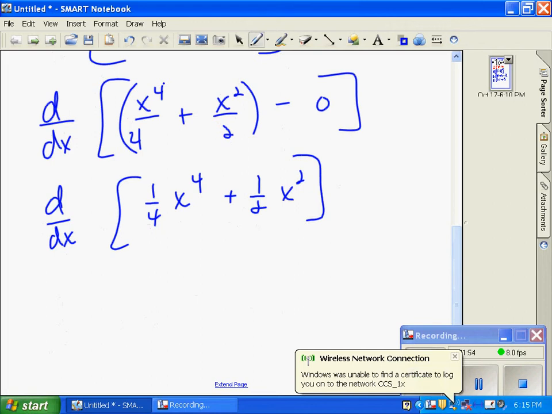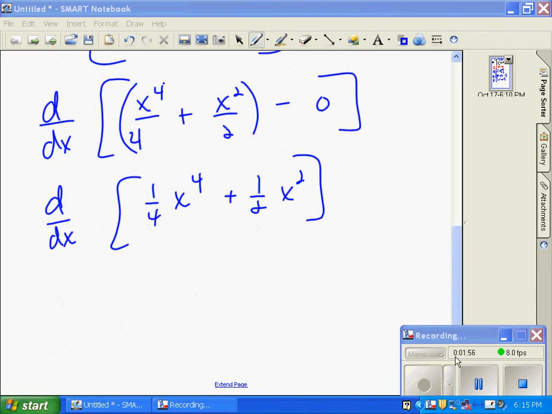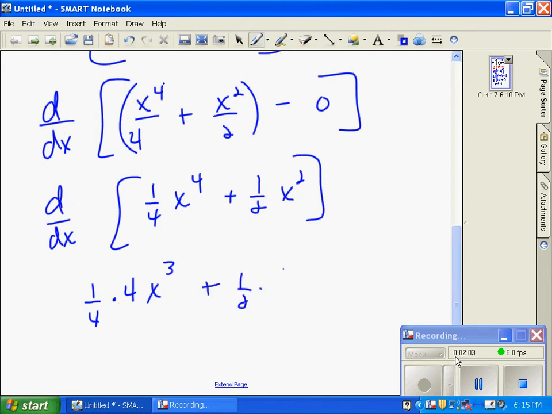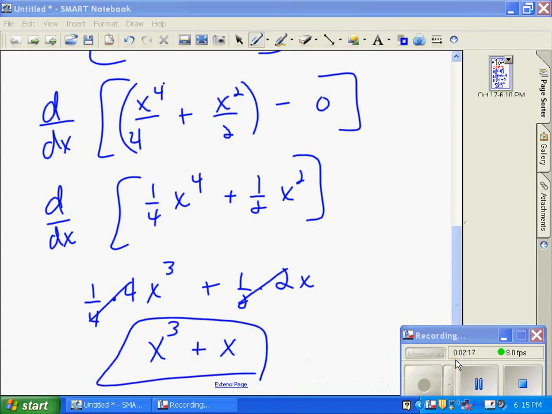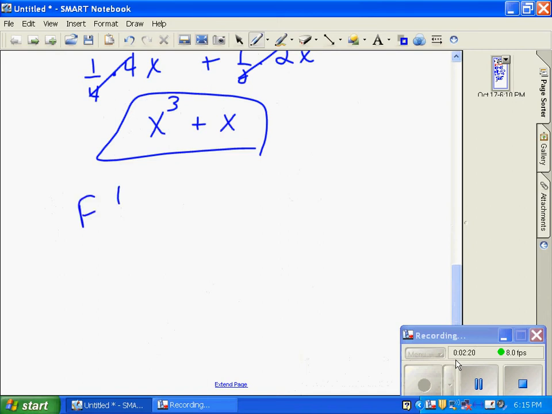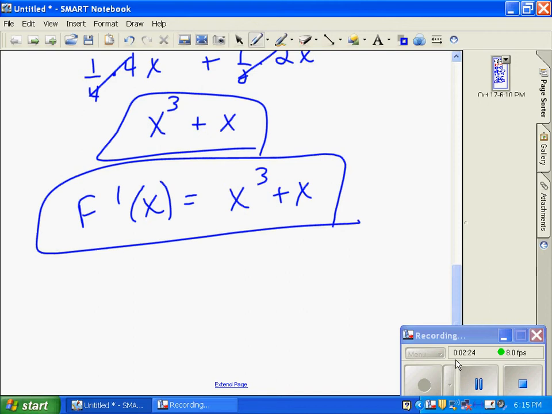Now if I perform the derivative on that, I am going to take 1/4 times 4 x to the third power plus 1/2 times 2 x. And I see that those cancel, so I'm back at x to the third plus x, which, as you can see, is what I had before, just substituting in our x instead of having t. So f prime of x would be equal to x cubed plus x. Okay, so that's example 1.